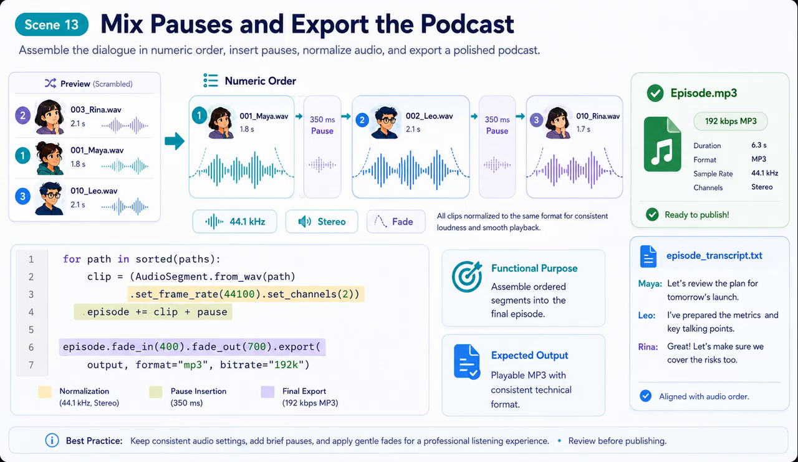PyDub assembles the timeline, while FFmpeg handles MP3 export. The final file receives a gentle fade-in and fade-out instead of abrupt edges. Export a transcript beside the MP3 so viewers can search the content and verify sources.